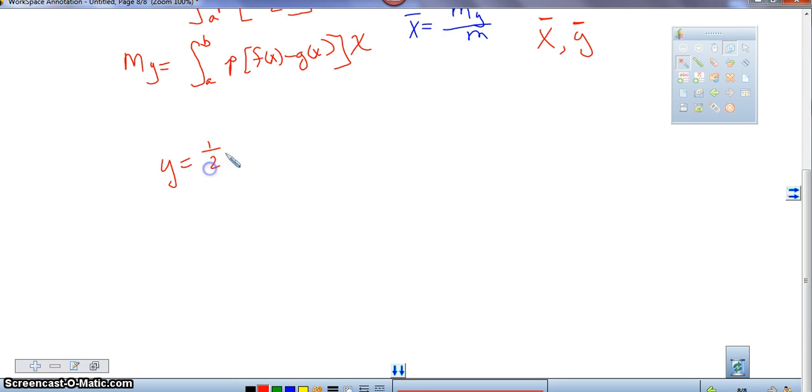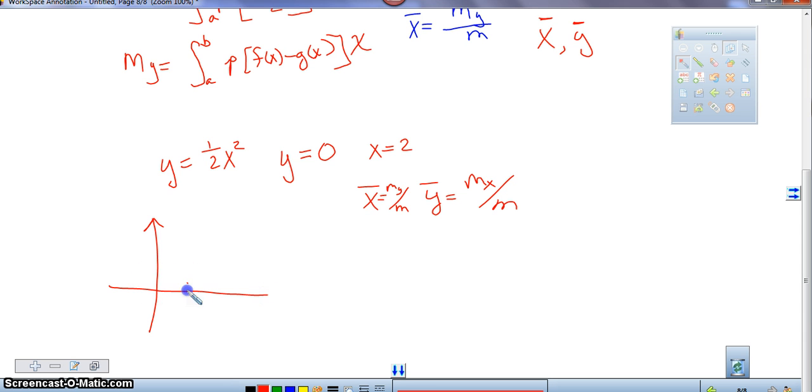So y equals 1/2 x squared, and y equals 0, and x equals 2, and we want to find the center of mass. So we want x bar and y bar, the center of mass. And remember, x bar is the moment about y divided by mass, and y bar is the moment about x divided by mass. So I graph these because I have to. When x is 2, y would also be 2. And so this is a parabola that kind of looks like this. And it was in between these, so the area that I'm looking at, I'm going to shade here, is this little shape there.